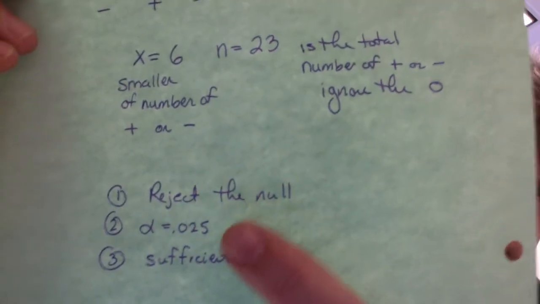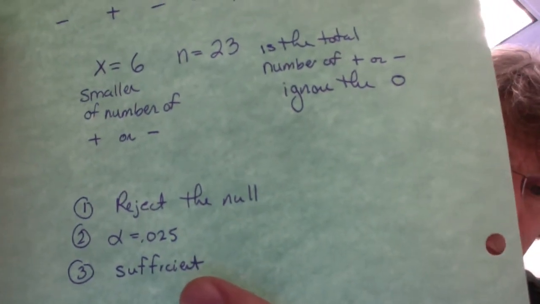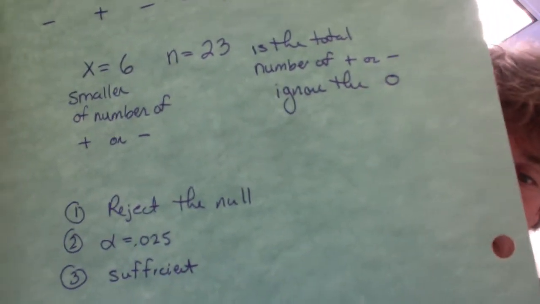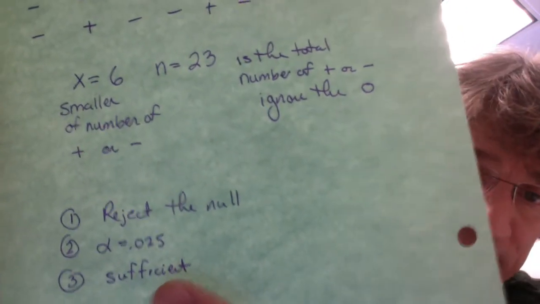Let me get this back in screen, sorry. Let's reject the null. Alpha is 0.025, and we would say sufficient evidence to support the claim, and then we'd restate the claim. But again, I'm not averse to you just saying, hey, it's sufficient evidence to support the claim, or insufficient evidence to support the claim.